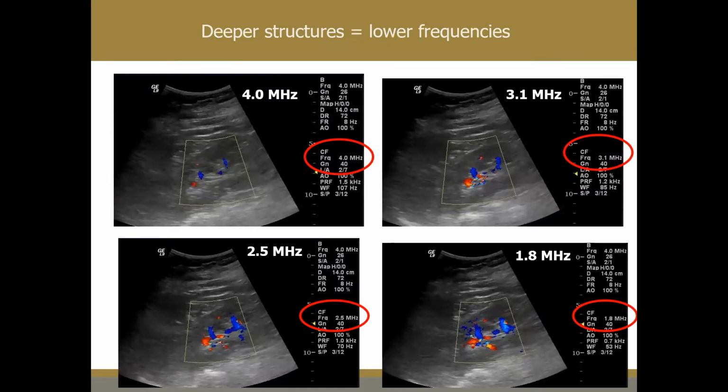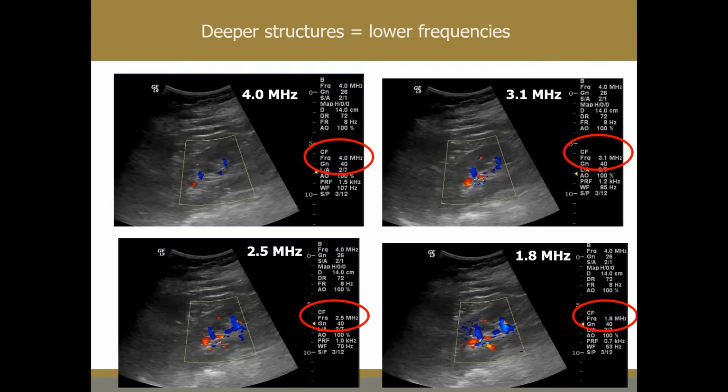As I stated earlier, most transducers have the ability to multi-hertz their frequencies. So meaning you can use the same transducer and you can lower the color or spectral frequency with that same transducer. A lower frequency will improve the resolution of deeper structures.